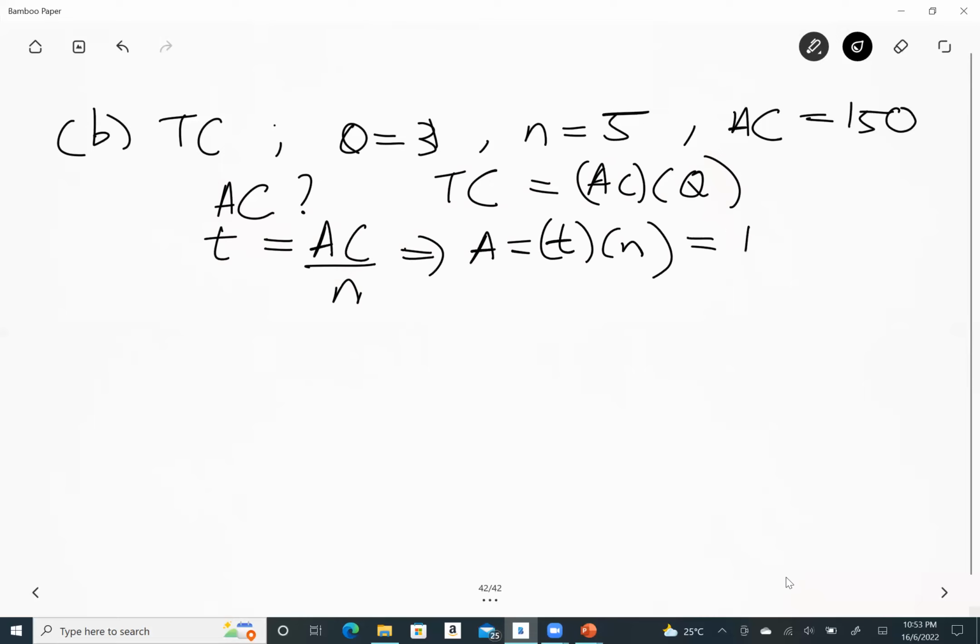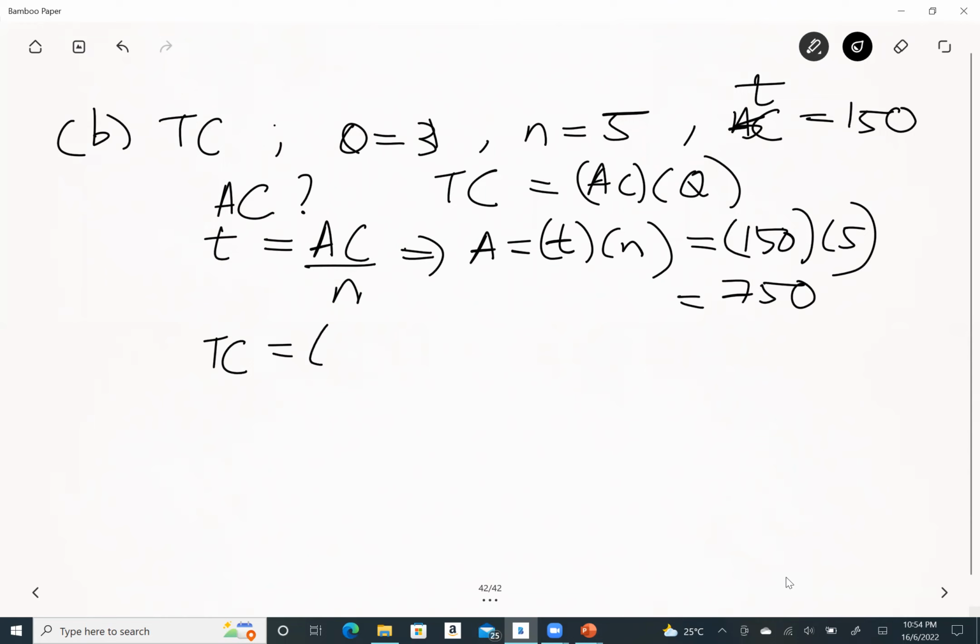This is not the average cost, this is T. So T, 150, multiplied by 5, you get 750. So the total cost is equal to average cost multiplied by Q, 750 times 3. So that is equal to 2250.